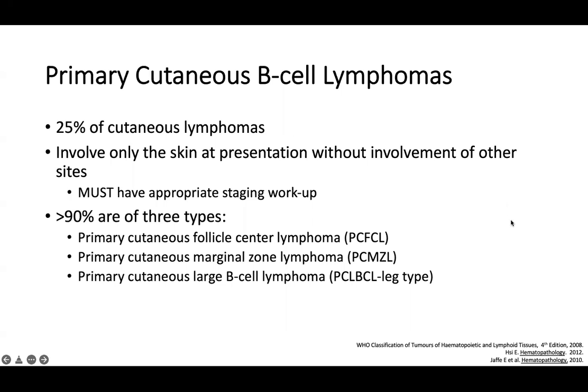90% are of 3 different types. So we'll discuss follicular or primary cutaneous follicle center cell lymphoma, primary cutaneous marginal zone lymphoma, or primary cutaneous large B cell lymphoma. And I will refer you to the World Health Organization classification of tumors of hematopoietic and lymphoid tissues. Also, these articles down here in hematopathology by Dr. C and Dr. Jaffe as well.